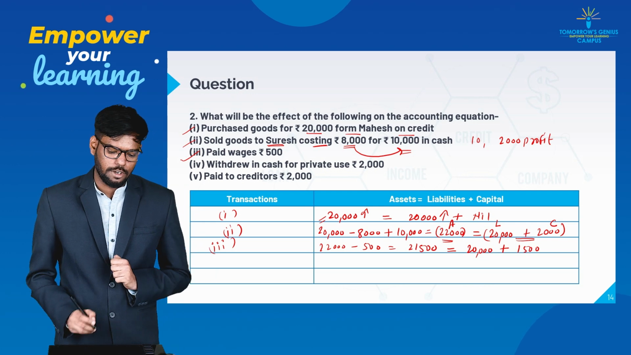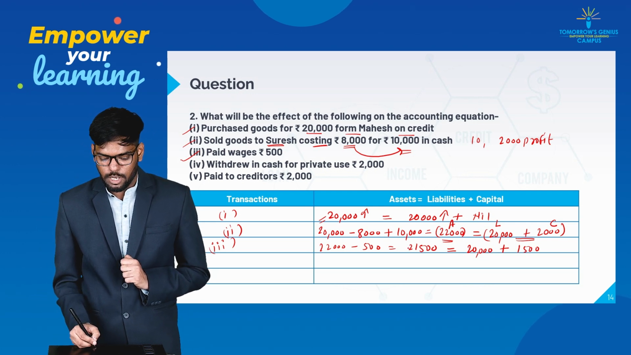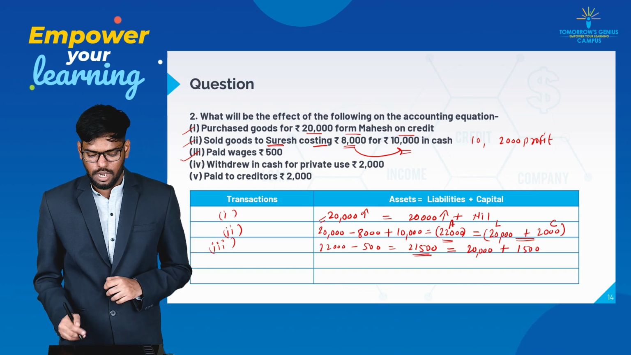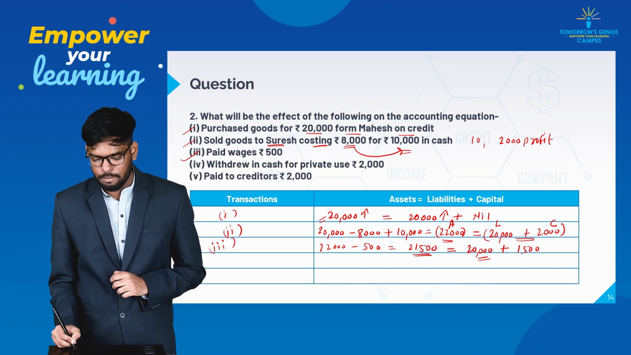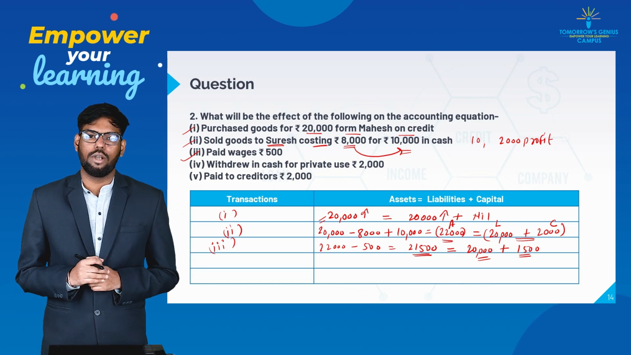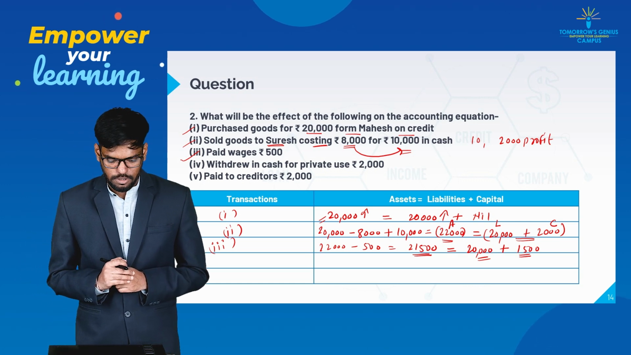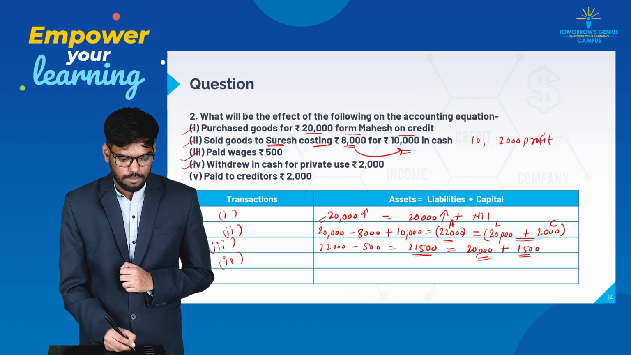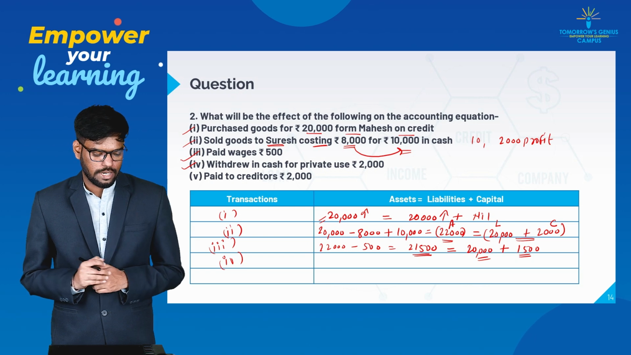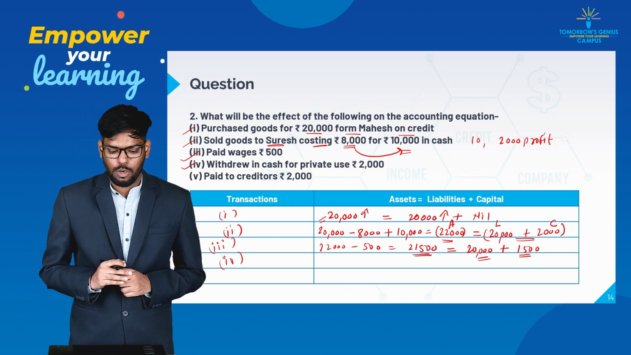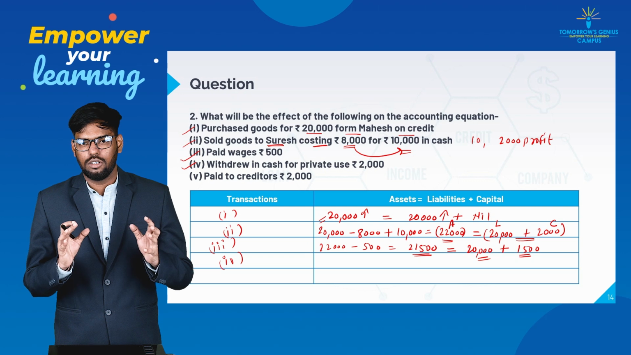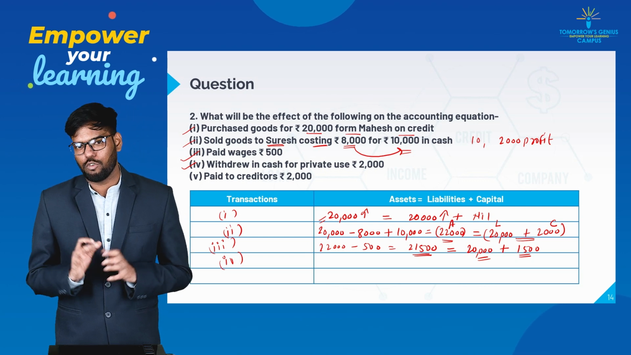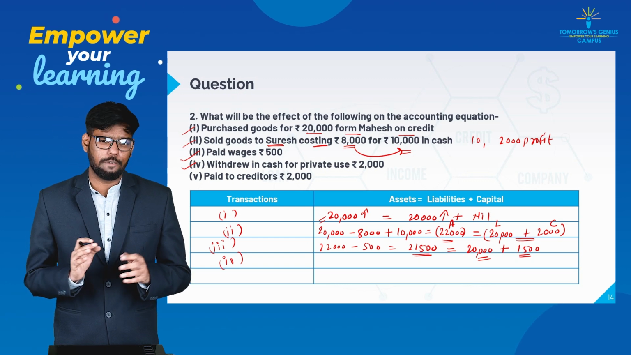1,500 rupees. Now if you see the accounting equation here, 21,500 rupees of your asset, and by adding the liability plus capital, you will get the same answer, 21,500 rupees, right? Then next is regarding your fourth transaction. Withdrawn in cash for private use rupees 2,000. The owner of the business withdraws 2,000 rupees for a personal purpose. And that we know as drawings, right?